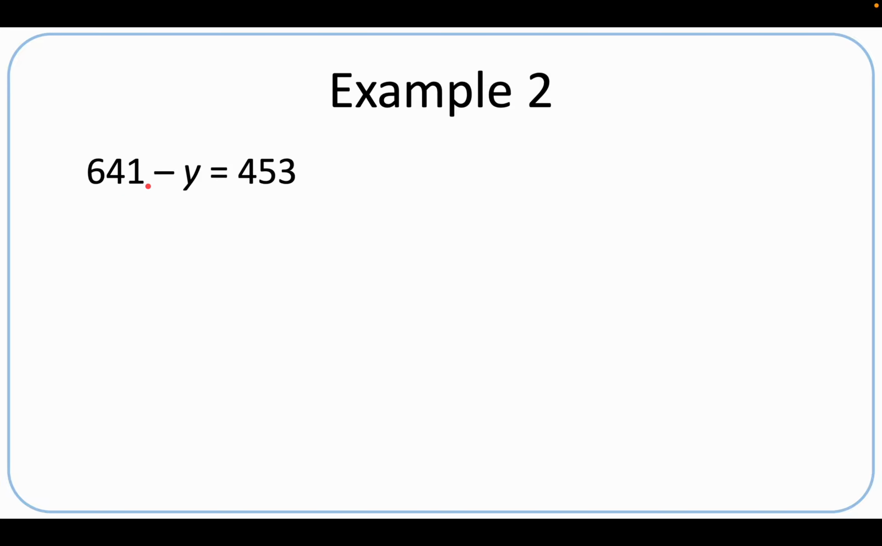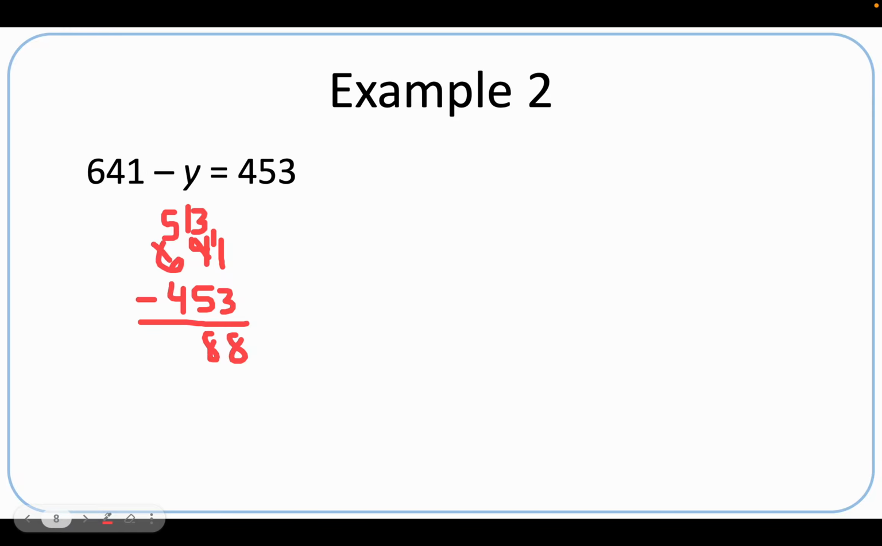Example 2, 641 minus y equals 453. So 641 minus something equals 453. A way we could solve this is just by taking 641 and subtracting 453 to figure out what y equals. So here we need to borrow a 10. So 11 minus 3 is 8. Then we need to borrow one of the hundreds, make that 13 minus 5 equals 8, and 5 minus 4 equals 1. So here y equals 188.